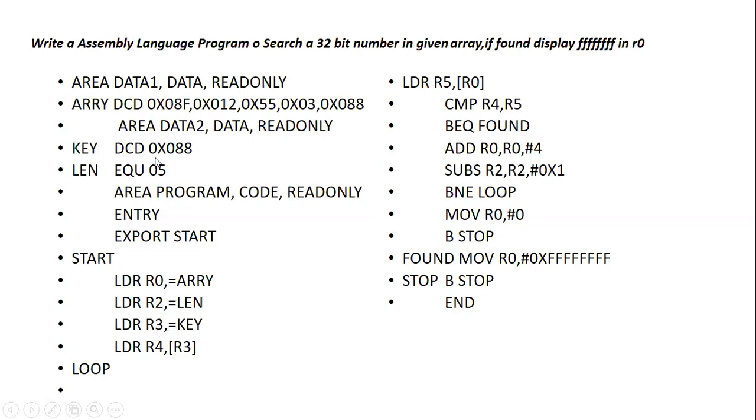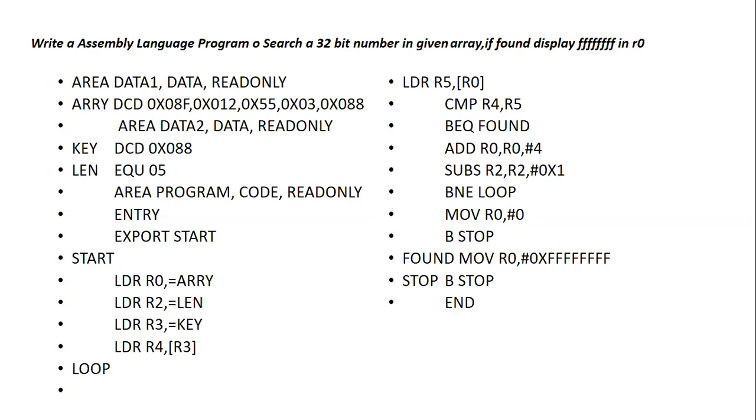Next, the number that is to be searched, we are pointing to by a register called R3. Next, the number which has to be searched, we will load into the R4 register. LDR R4, comma, the data present in the address location pointed to by R3 will be simply moved to R4. So with this, we have finished the initializations. Now we have to compare element by element in the given array.